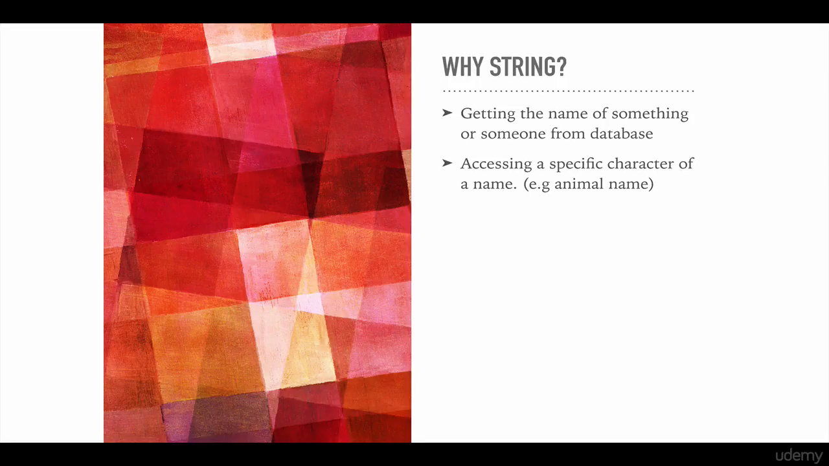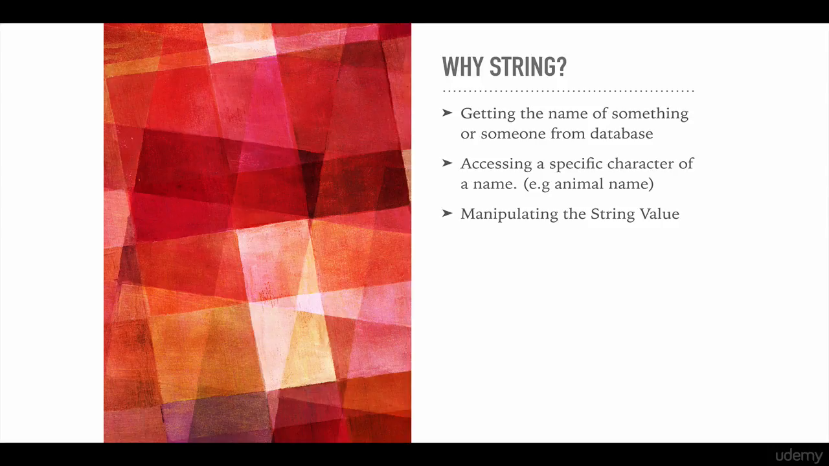We can also access a specific character of a name, for example, an animal name like lion. We can access the character L of the lion string value and we can manipulate that character. We can also remove that character from that name. So that's the power of string. And we can also manipulate a string value. We can make a specific string value uppercase. We can make another string value lowercase. We can do lots of things with string values by using string methods. In this tutorial, we are going to take a look at some of the most important string methods in Kotlin.